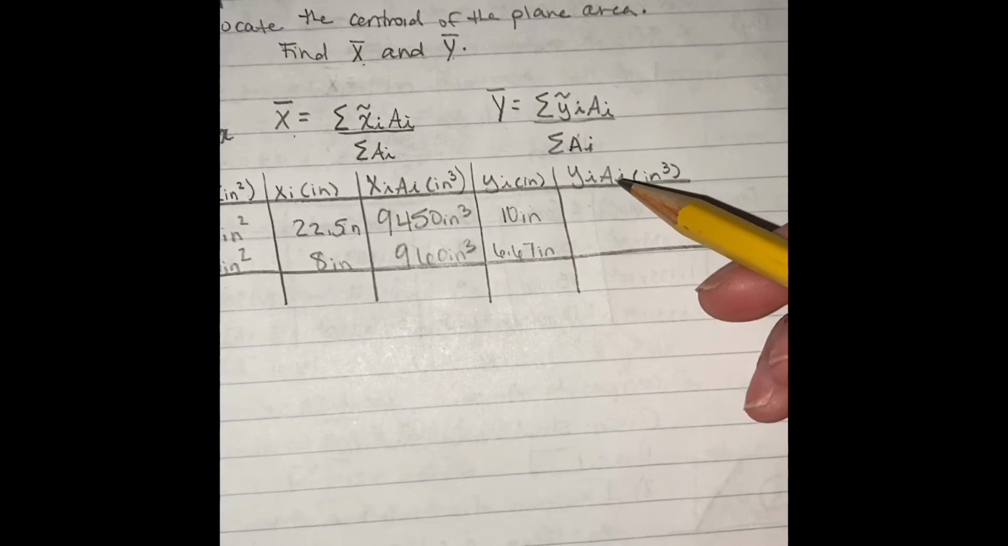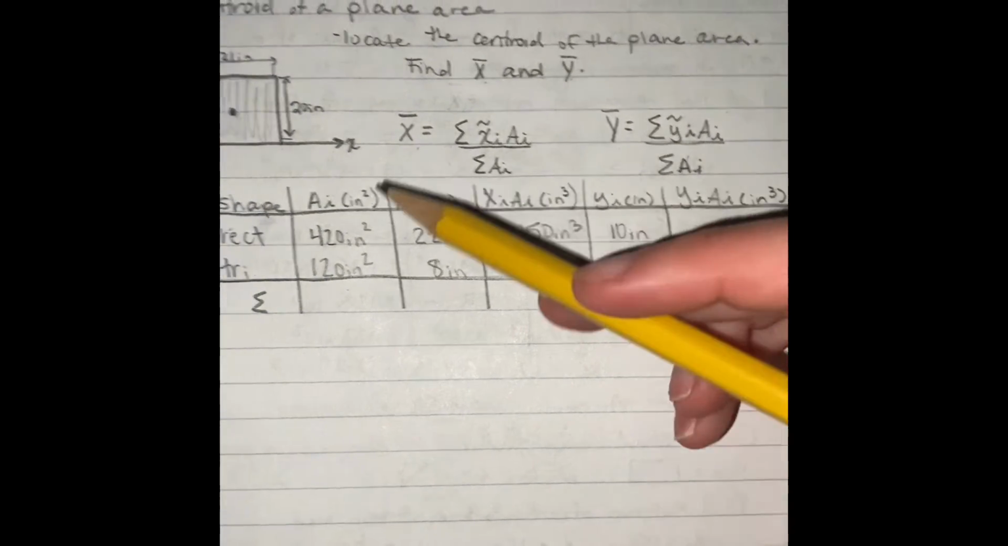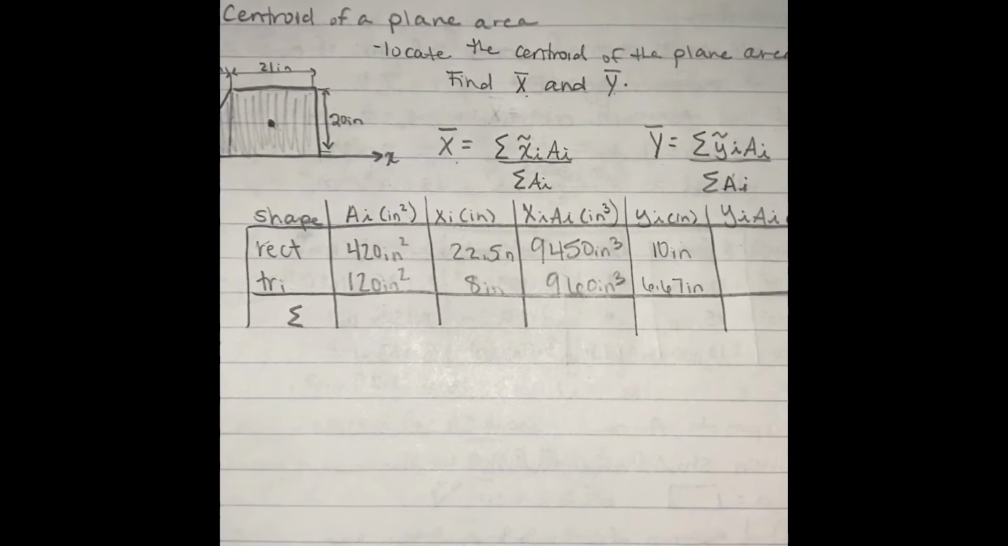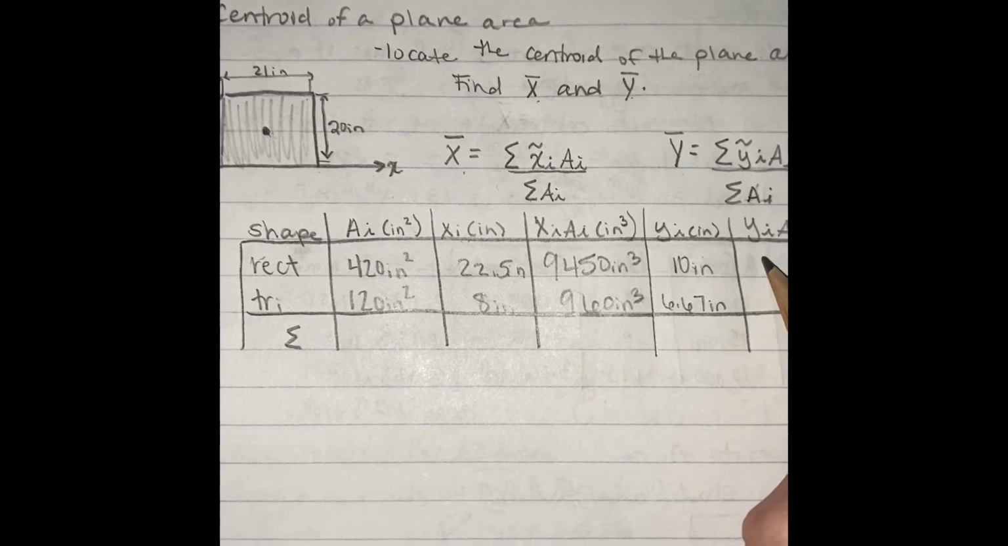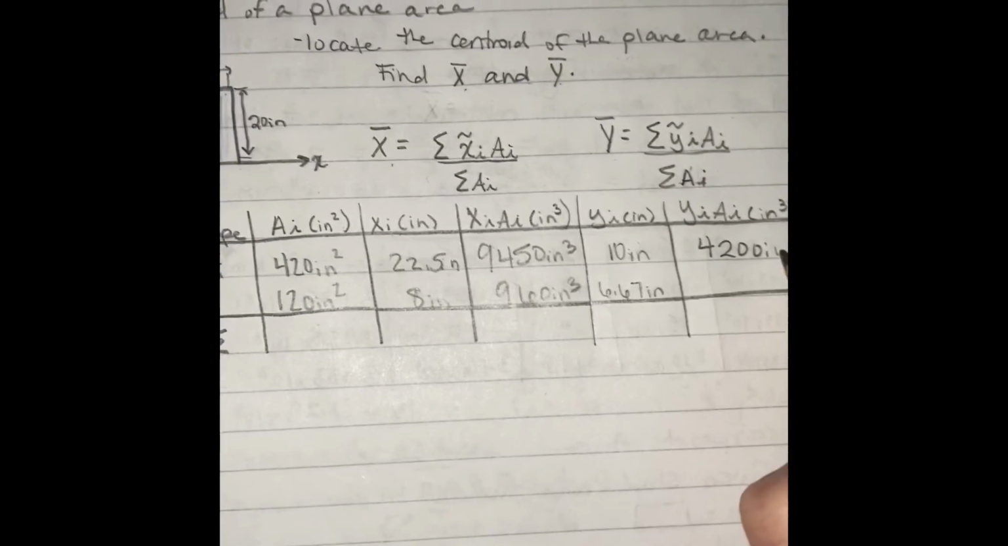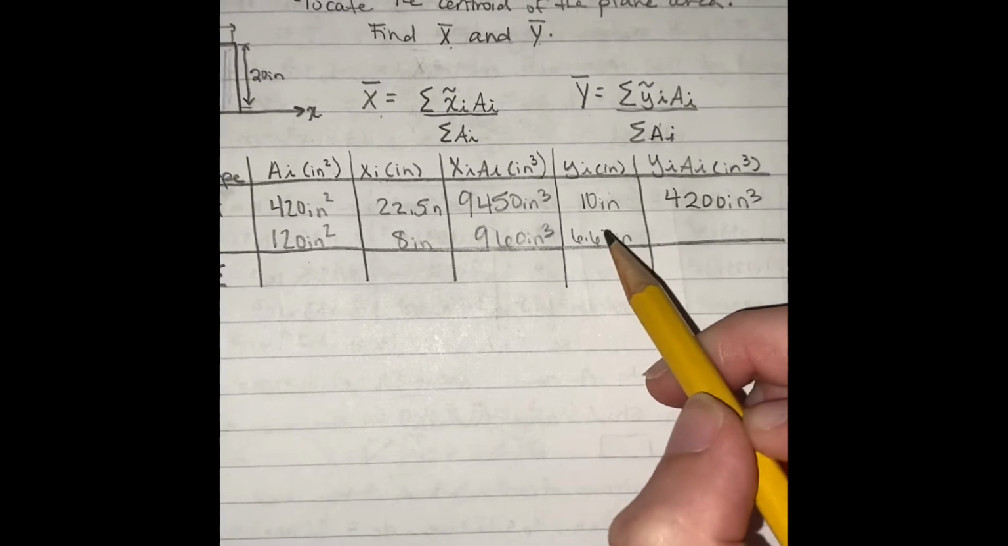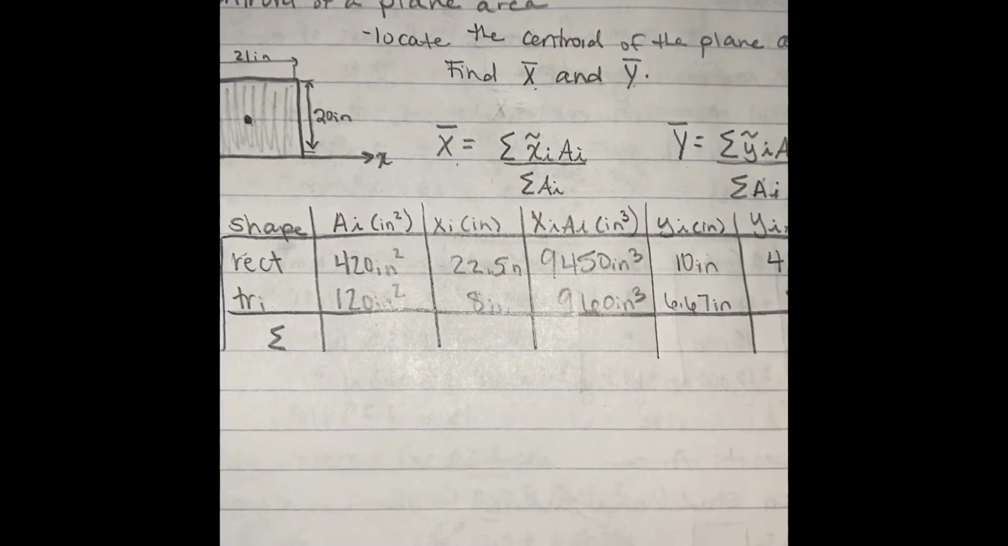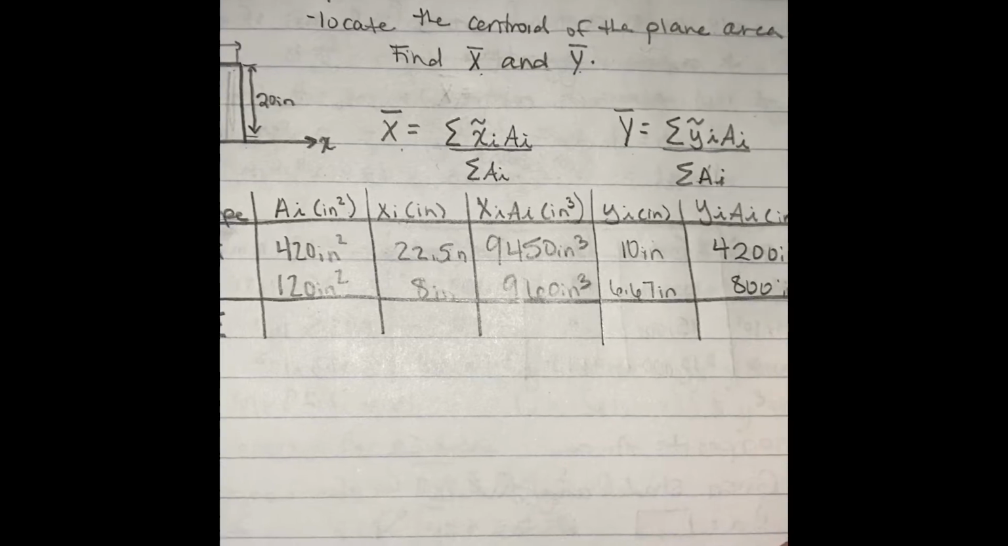And then once again, we'll multiply our y times our a way over here. So 10 times 420 will be 4,200 inches cubed. And same thing, 6.67 times 120 will give us 800 inches cubed.